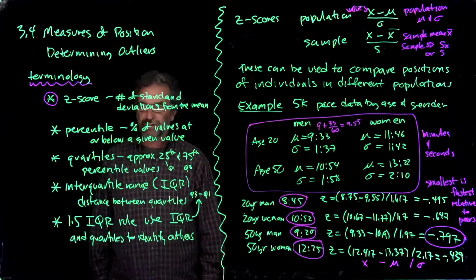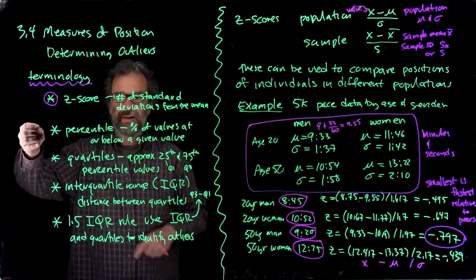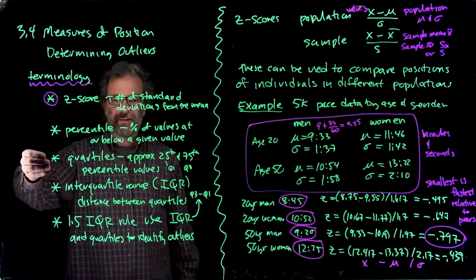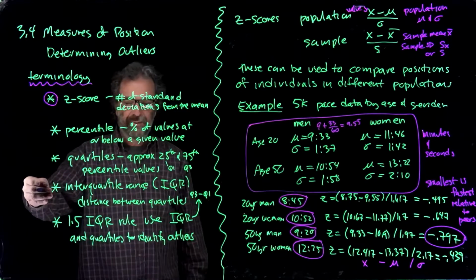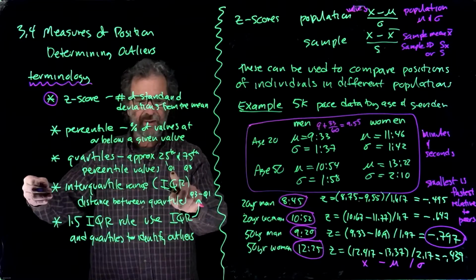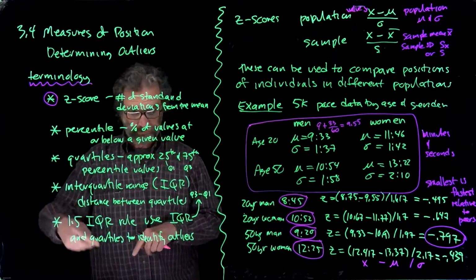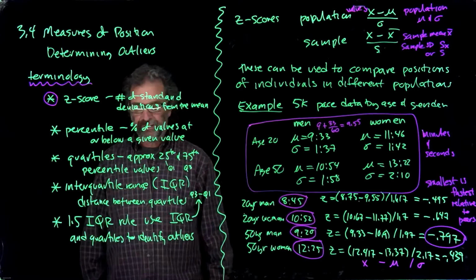But later on, in future slides, the rest of this section covers percentiles, percent of values at or below a given value in a population, quartiles, approximate 25th and 75th percentile values, and the interquartile range, the distance between the quartiles. We call the big quartile Q3 and the small quartile Q1. So 75% of the values are less than the upper quartile and 25% of the values are less than the lower quartile. The interquartile range, the IQR, is Q3 minus Q1. It's the distance between the quartiles.